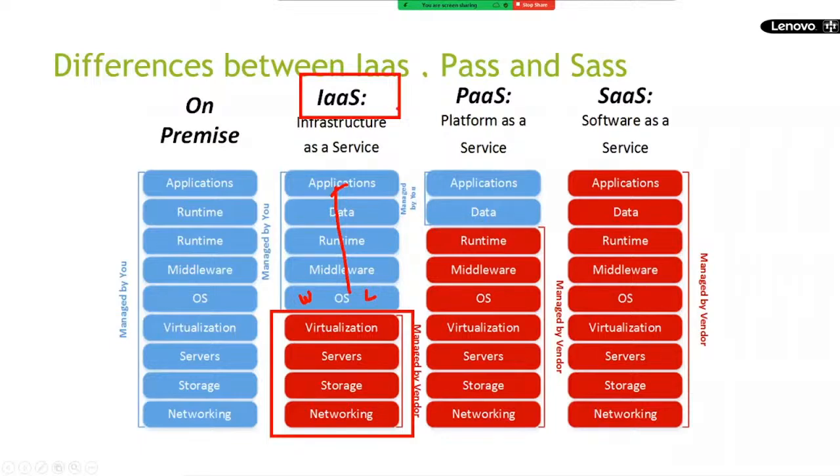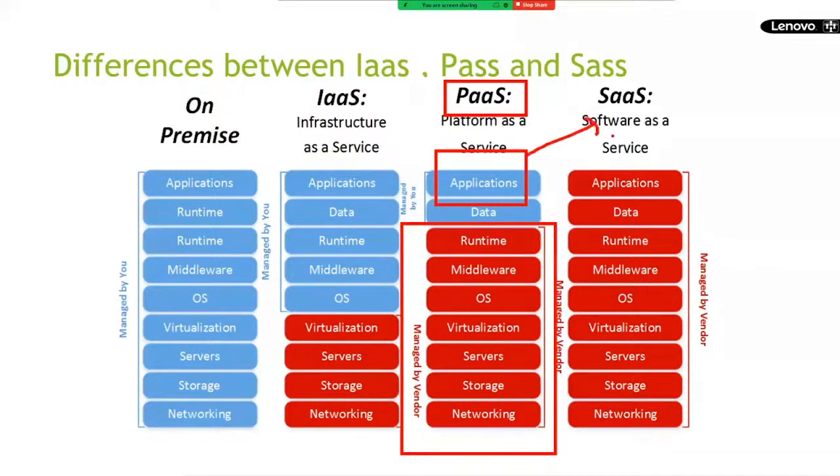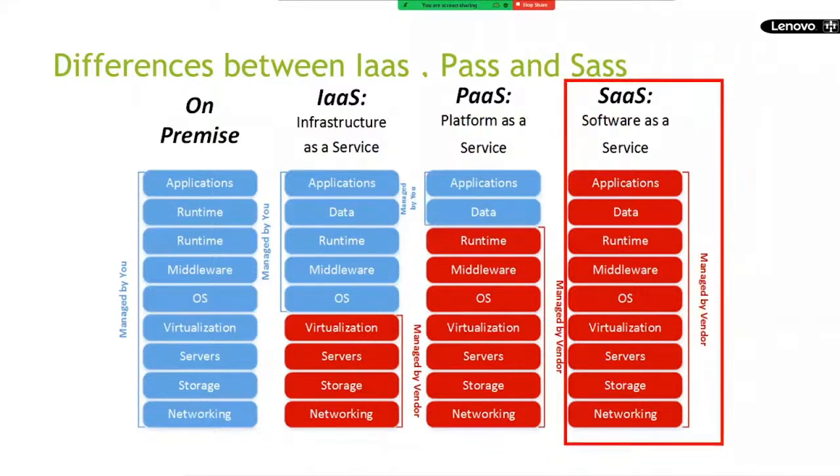Next, PaaS. What is PaaS, guys? Platform as a service. As I said, everything is taken care of by the vendor. You only need to take care of your application, maybe .NET, Java, PHP, Python, Ruby. That totally depends on your project requirement. That is PaaS. Next, SaaS, software as a service: everything is managed by the vendor. You just have to take care of how to use that service.